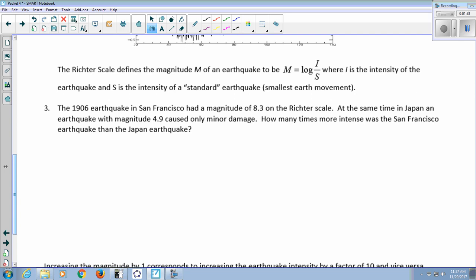So I want to compare the intensities, which is the I in the formula. So I'm going to have to figure out the intensity of each, and then to know how many times more intense, we're going to take the ratio of the two. So let's look at San Francisco. So M is the log of I over S, and I know that the magnitude was 8.3.